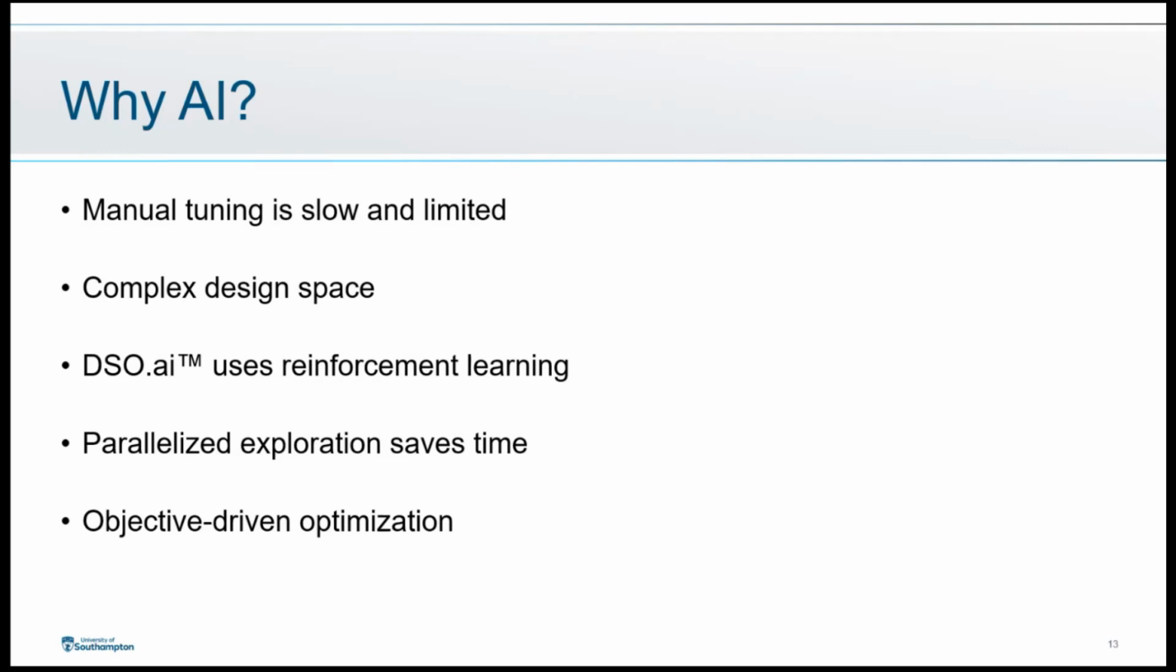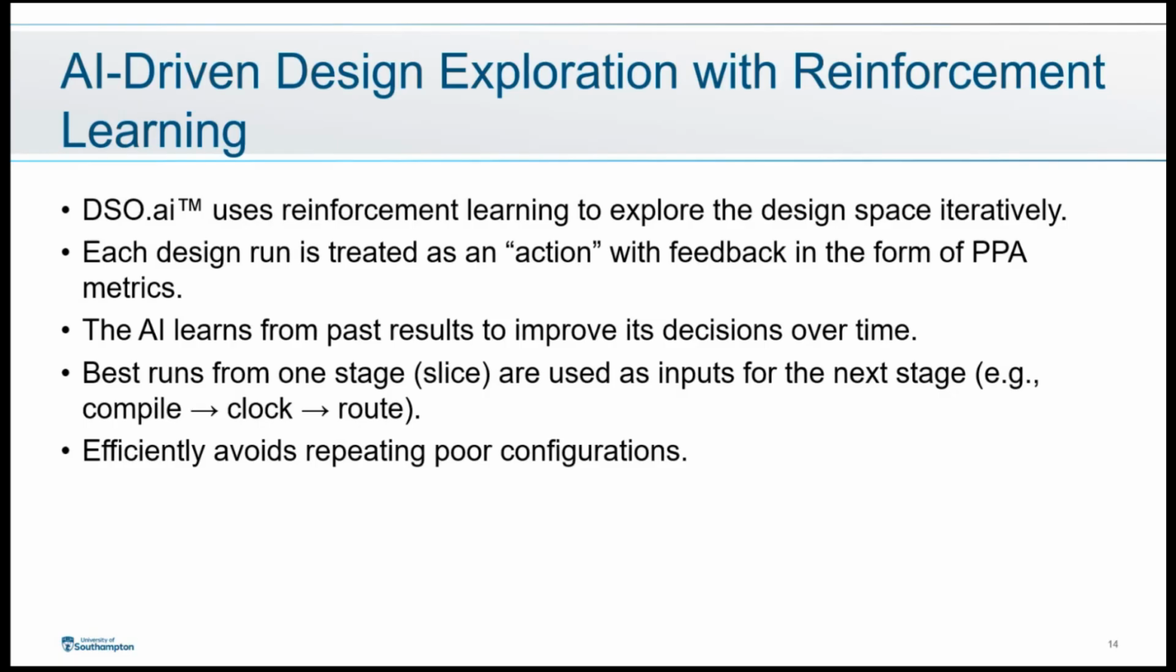DSO.ai also runs many flows in parallel, so you can evaluate and compare results faster than a human-led sequential flow would allow. Lastly, with objective-driven optimization, we can define customized metrics to guide the AI towards specific design goals to ensure targeted improvements. So as I mentioned earlier, DSO.ai uses reinforcement learning.